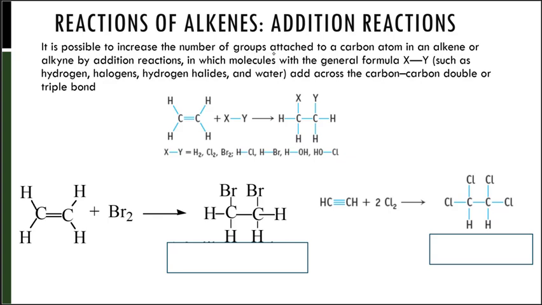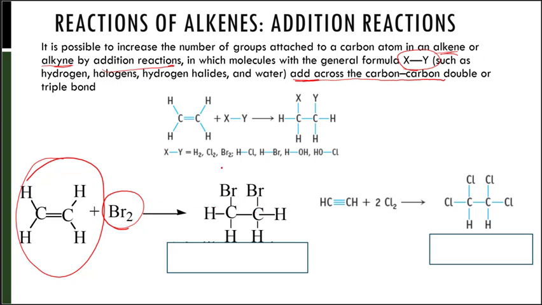It's possible to increase the number of groups attached to a carbon atom in an alkene or an alkyne by addition reactions. And this is where molecules with the general formula XY, such as hydrogens, halogens, hydrogen halides and water, add across the carbon-carbon double or triple bond. So in this case, notice I have an alkene, a double bond. When I add this halogen, Br2, notice that it breaks that double bond.